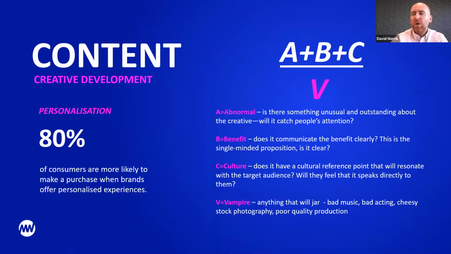So what we've got here is actually a model that Google talk about. They'll talk about A plus B plus C divided by V. And that'll talk about how your creativity is going to hit home. And what we'll talk about is achieving that cut through. So A stands for abnormal. Is there something unusual and outstanding about the creative? Will it catch people's attention?